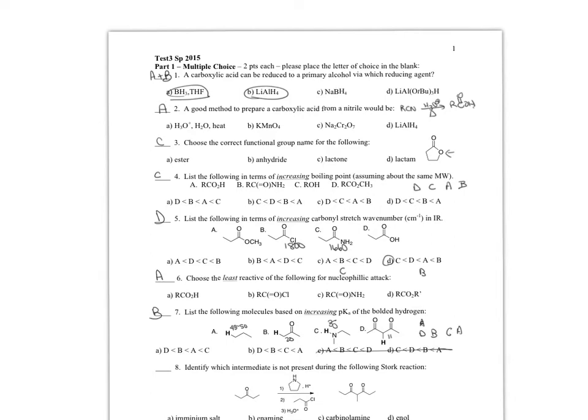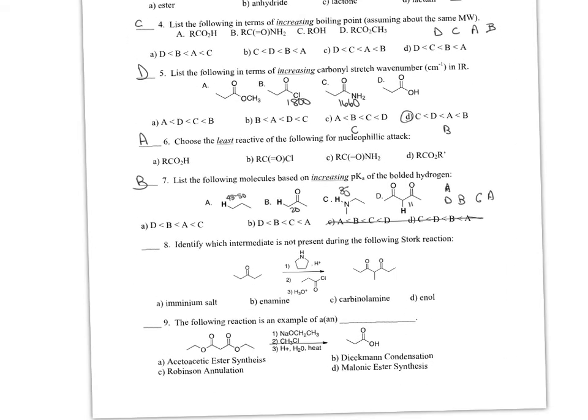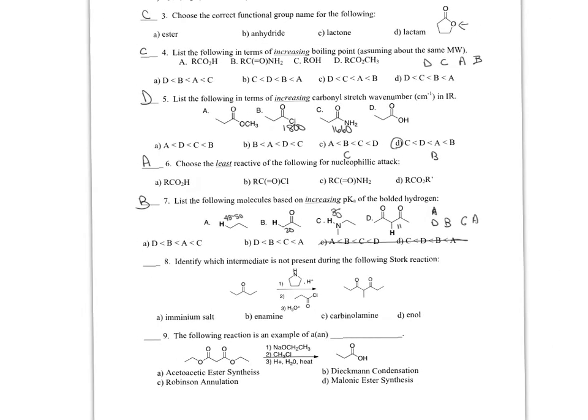All right, 8. Identify which intermediate is not present during the Stork enamine. So we know that we get an enaminium salt, an enamine, a carbinolamine. We get all of those things. What we don't get is an enol, because it's not enol, it's nitrogen chemistry, so D. 9. The following reaction is an example of, all right, so there we have our malonic ester, and so that's going to be a malonic ester synthesis, so that's D.